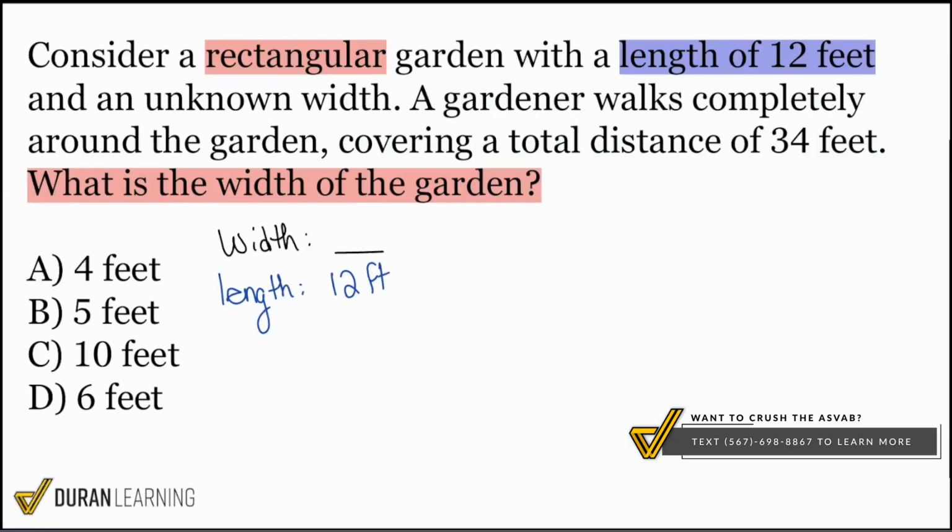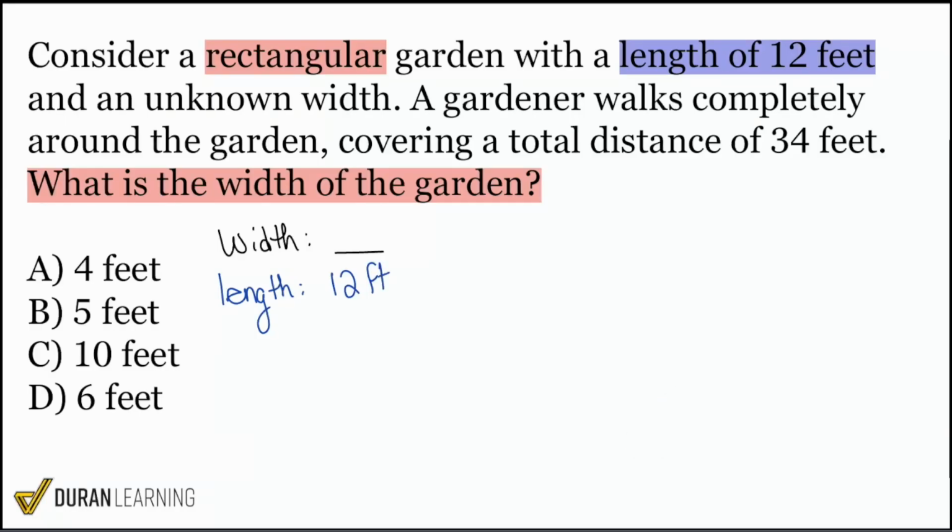And then we continue reading. Again, just take your information in, imagine what you can, visualize what you can, and keep it moving. A gardener walks completely around the garden, covering a total distance of 34 feet. So if I were to say that this 34 feet, this measurement given to us here, was the perimeter given to us, who here can tell me for what reason? What words could I highlight or circle or underline to really prove that this is a perimeter and not an area given?